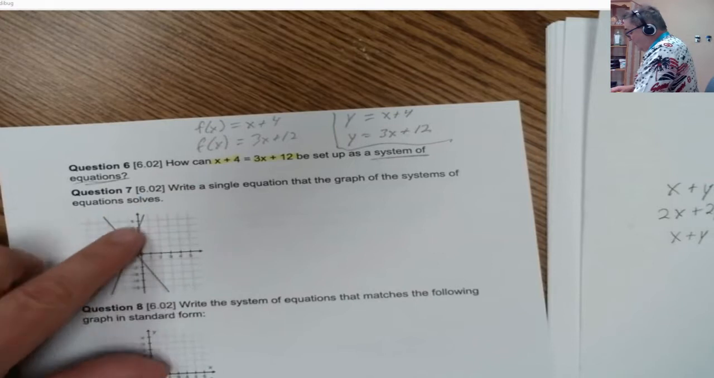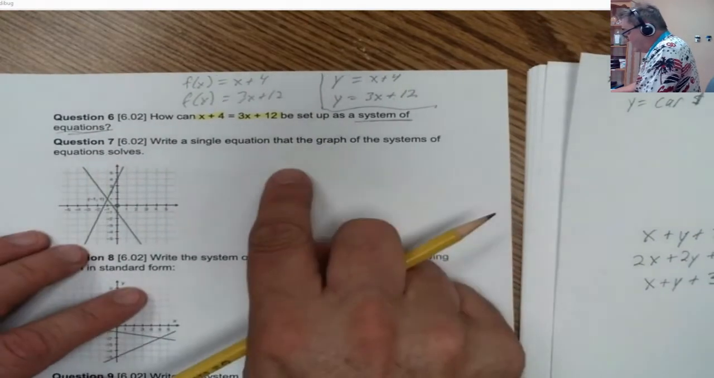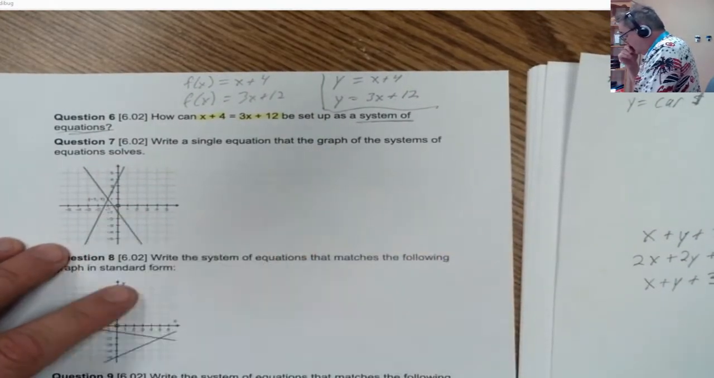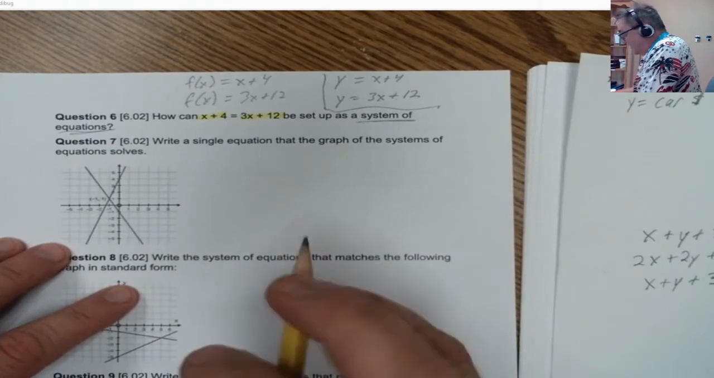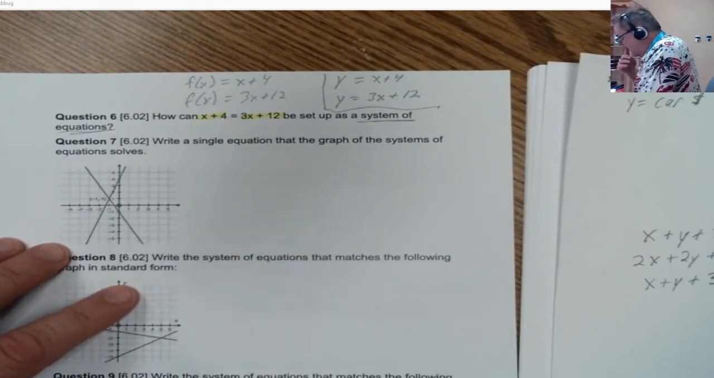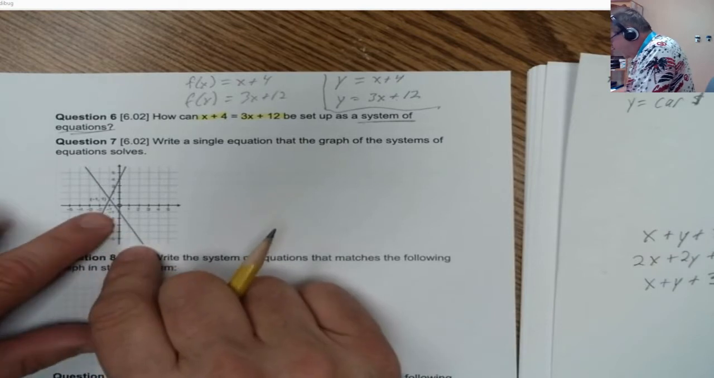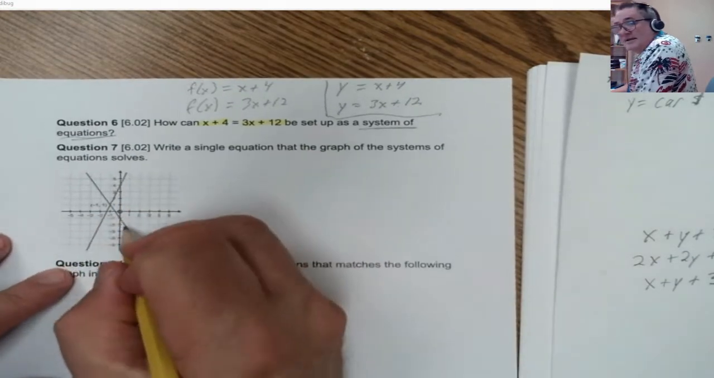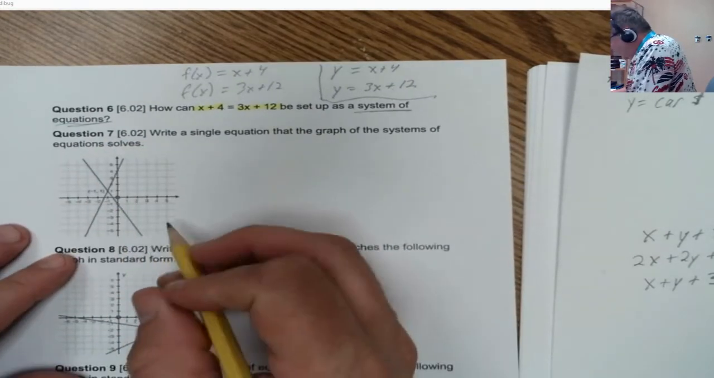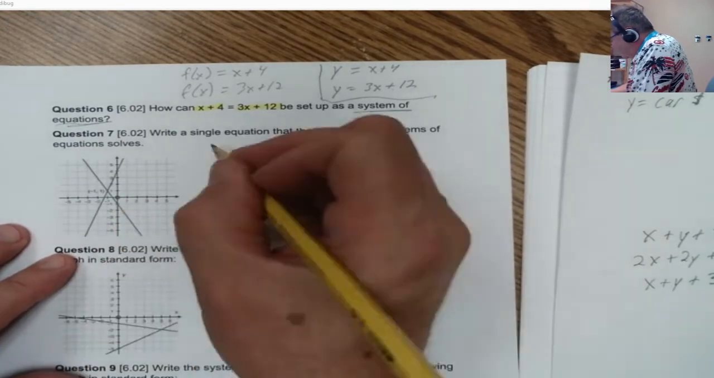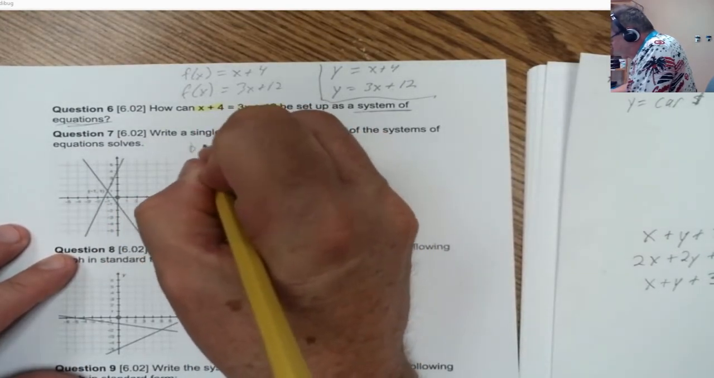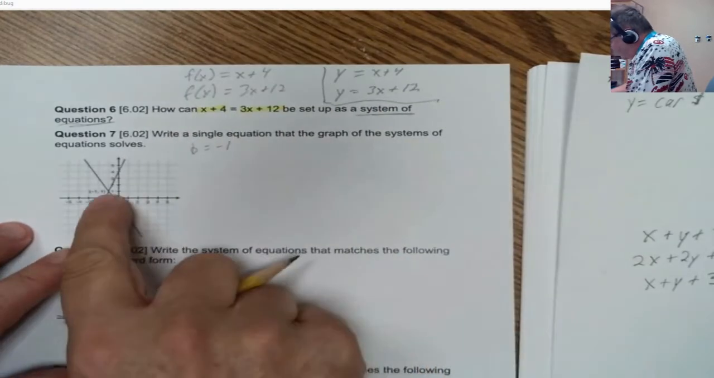All right. Write a single equation that the graph of the system's equations solves. Single equation. Okay, so that would be something like this, right? A single equation. So let's see, what is this one first? Let's look at this line that goes down. So the y-intercept is at negative 1. So our b is negative 1. And what is our slope?